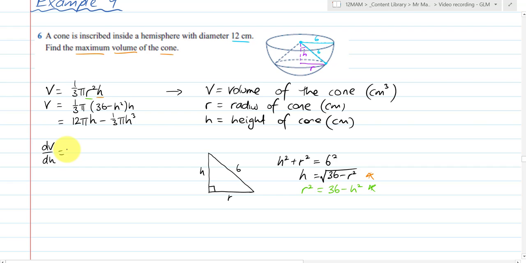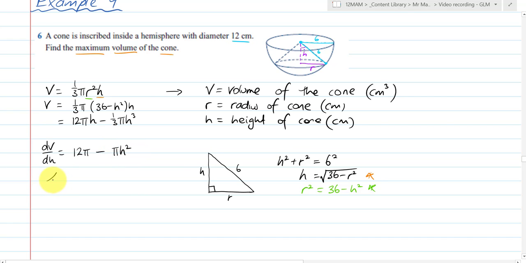And then dV/dh. I've used V dash and S dash before, but I should use dV/dh because I need to tell the marker that I'm using dV/dh as opposed to dV/dr, which is the other one we could be using in this question. So it's good to make that clear. So I get 12 pi, and then here the 3 comes down, I end up with pi h squared.